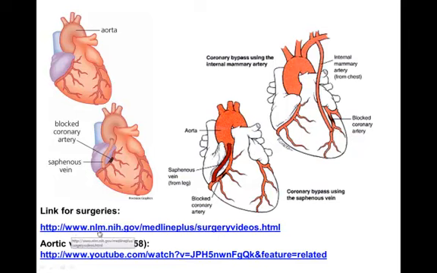And this is a cool little link. If you just type into Google Medline Plus surgery videos, you don't have to actually go to this exact link if you don't want to, but if you type in Medline Plus surgery videos, you'll get a list of videos a mile long, any kind of video you'd like to see.